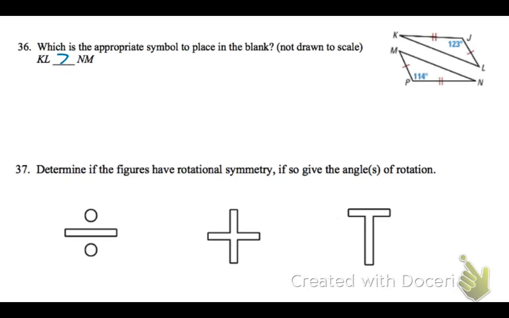On 37, that division symbol can be rotated 180 degrees. Your addition symbol can be rotated 4 times to get back to itself, at 90 degrees, 180 degrees, 270, and 360. And T is reflexive but not rotational symmetry, so that's no.